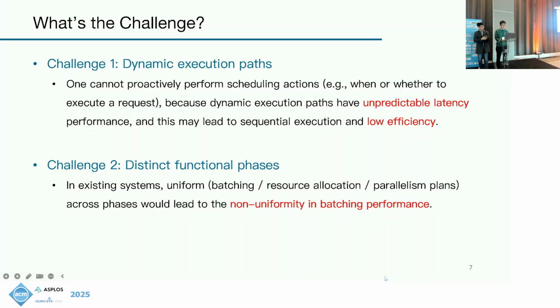So if we want to design a serving system for general dynamic DNNs and relevant applications, there are two main challenges. Challenge one is that because of the dynamic execution path, the system cannot proactively perform scheduling actions because the execution path cannot be known in advance, and the batching policy degenerates into sequential execution and causes low efficiency. Challenge two is that in existing general systems, the model-level uniform batching policy and resource allocation or parallelism plans will lead to heterogeneous batching performance across different modules.